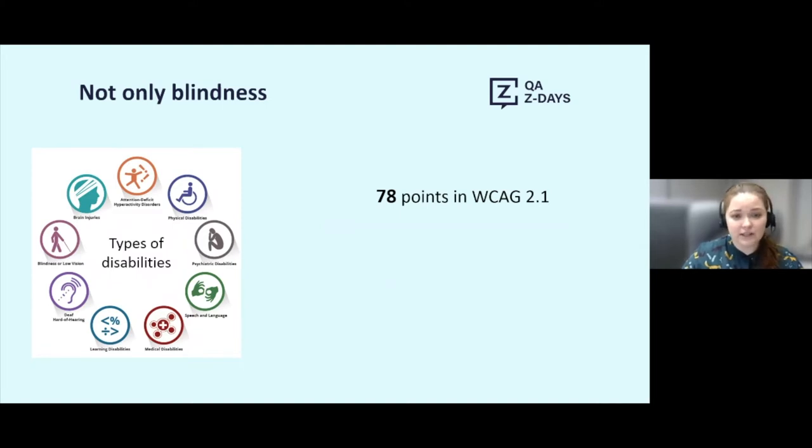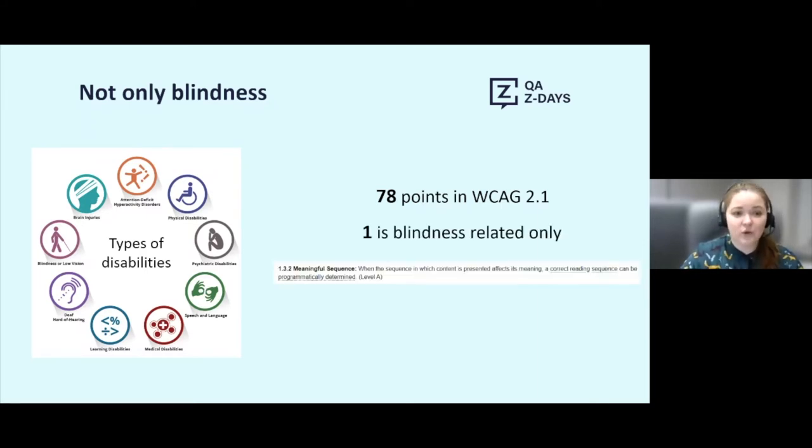I already mentioned that there is a standard called WCAG. Its latest version is 2.1, and there are 78 points, sort of requirements for accessibility, in this standard. And do you want to know how many of these 78 points are related to blindness only? Just one. It is about meaningful sequence. I checked them all, and the remaining 77 points mention several types of disabilities which would benefit from implementing this or that requirement.